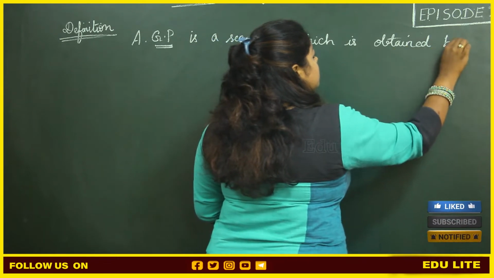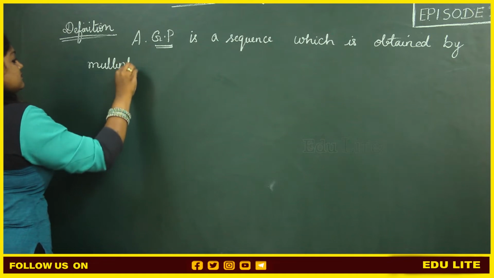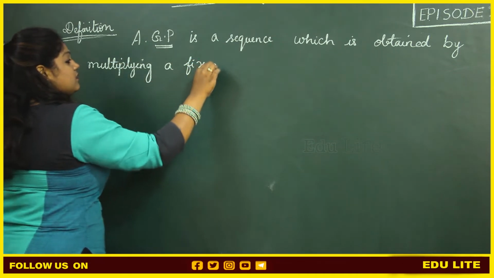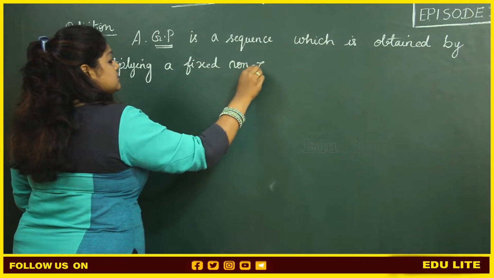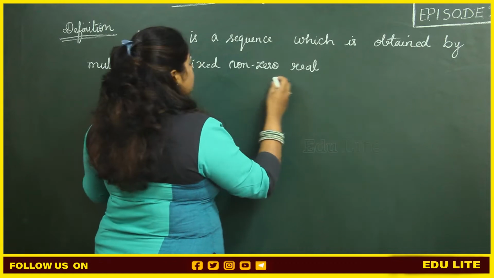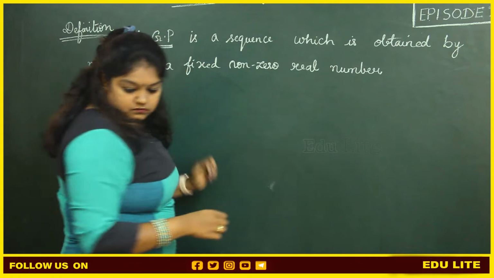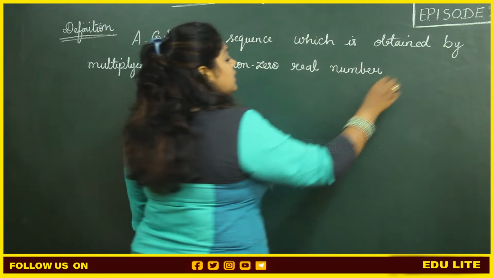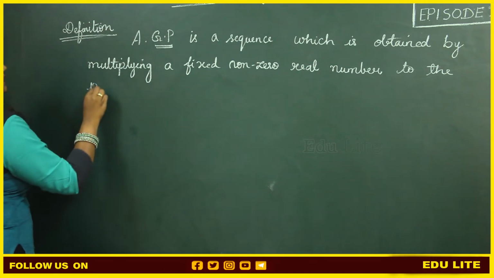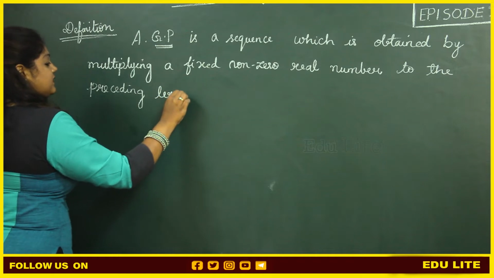by multiplying a fixed non-zero real number to the preceding term. Preceding term in the sense the previous term, except the first term.